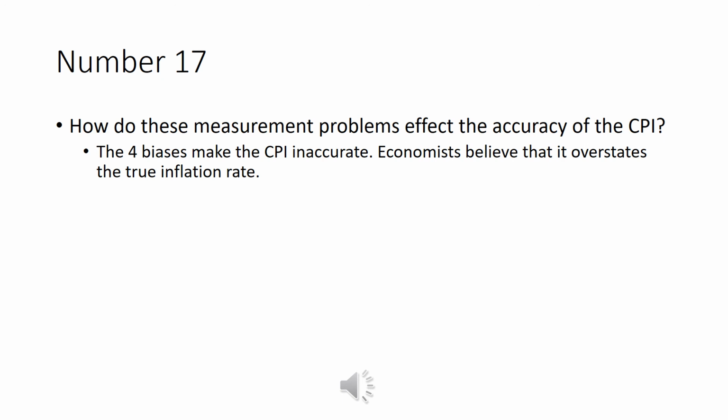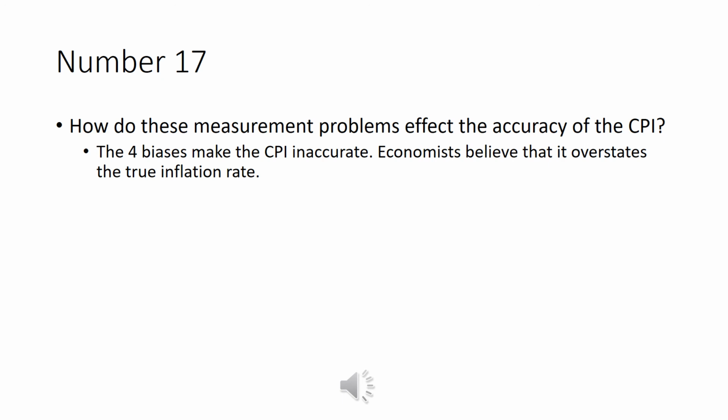Next is the increase in quality bias. Over time, pretty much all products in the CPI are going to improve in quality. So when there's increases in price, we don't know if that's an increase due to an improvement in quality or if it's because of the price level increasing. So it's difficult to figure out how much of that is each.